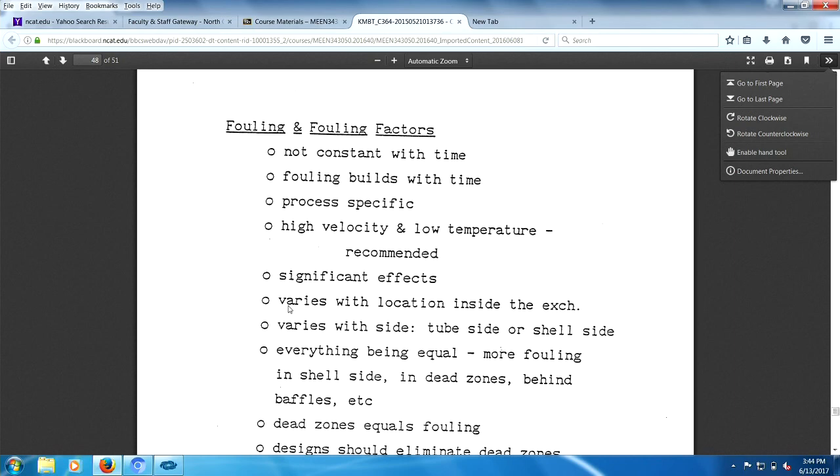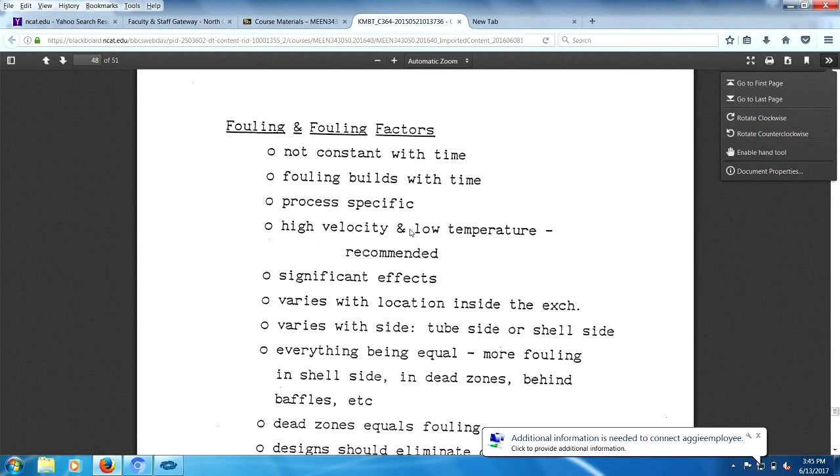Fouling. Now, first off, you should recognize it's process specific. You can buy a shell and tube heat exchanger, install it, and never clean it, ever, because you have such a clean operation that nothing is going to cause it to corrode. However, I've run across plant people who have to clean their heat exchangers every 3 days. That makes cleaning a very important item. So you have to recognize cleaning is often critical.